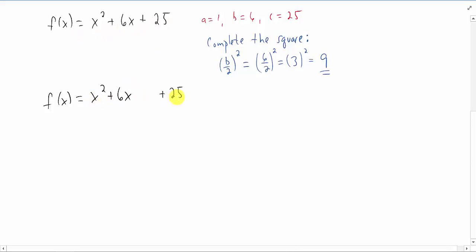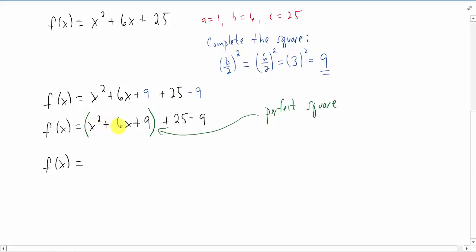Now I'm just going to copy this function down. I'm going to leave a little bit of space, because what we're going to do is take that number that we got right here, in this case 9, and add it to the function. And to make that a legal operation, we're also going to subtract it from the function. Now I'm just going to copy that line down again, and I'm going to point out what happens every single time here, if you've done this right: the first 3 terms become what we call a perfect square. We can write x squared plus 6x plus 9 as the binomial (x plus 3) quantity squared.